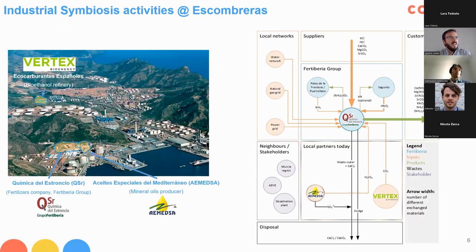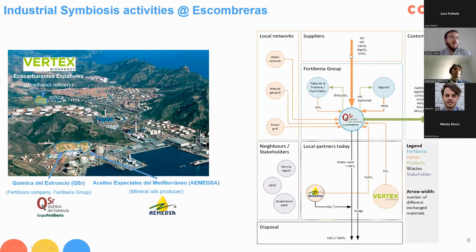Starting with the activities of Escombreras Valley, we have a demo site based in Química del Estroncio, which belongs to the Fertiberia group, which I could see is an external advisor in the Initiate project. There is an interaction between Química del Estroncio, AEMETSA, and Vertex Ecocarburantes. Química del Estroncio is a fertilizer company that produces fertilizers based on strontium nitrate, strontium carbonate, basically, but also other nitrates such as potassium nitrate, which is a product of interest in terms of the industrial symbiosis that is taking place in here.